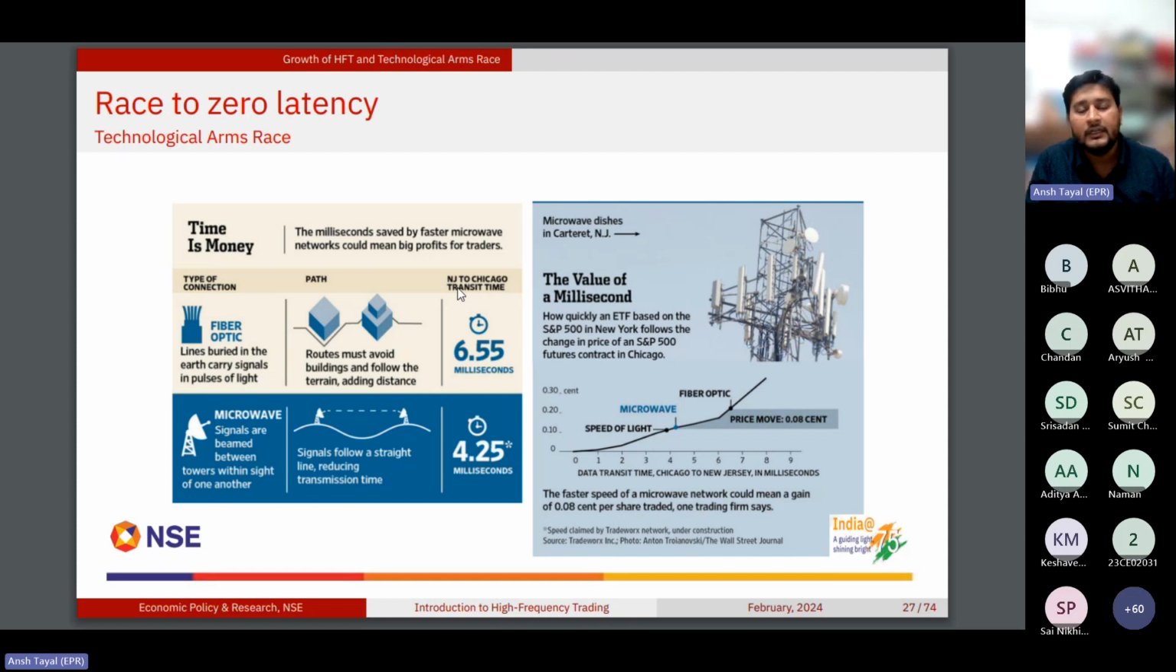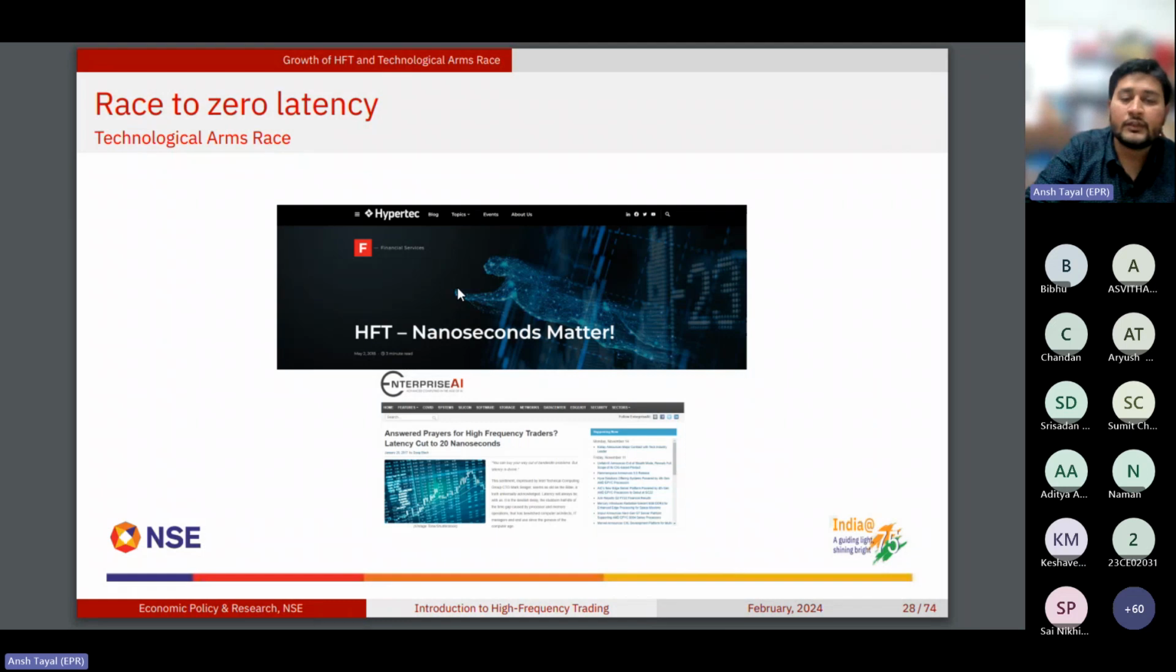So there used to be a company called Spread Networks that spent $300 million to reduce the latency from New Jersey to Chicago by 3 milliseconds. So they spent $300 million and nearly 1.5, 2 years to reduce their latency by 3 milliseconds. And within 1 year of it, someone had come up with microwave technology, which allowed them to be even faster than that. So within 1 year, their whole setup became redundant. So that's why this area leads in technological arms race. So now people have come down to a latency of nanoseconds.